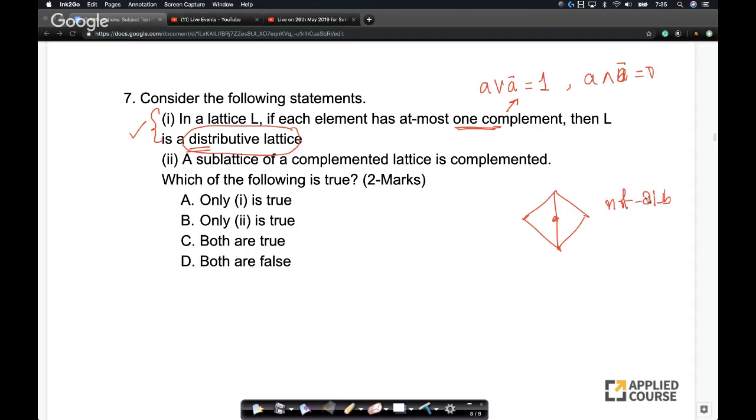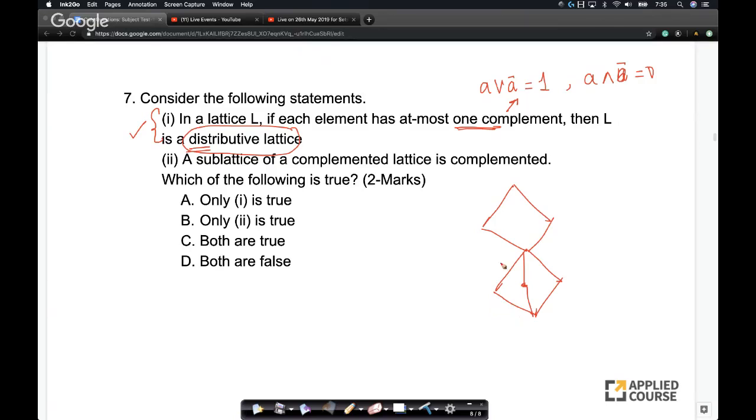Very good, right? But each element has at most one complement. Yes, each element here has one, this element has this complement, this element has this complement. So let me make it slightly more complex. Instead of just using a kite lattice, let me make it slightly more tricky. What if I have a lattice like this? What if I have a sublattice as a kite lattice now? Okay, let's see this.